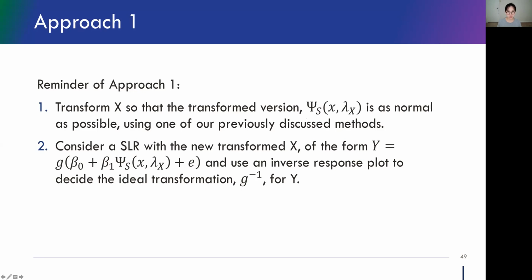Okay, let's look back at approach 1. This is a reminder of what approach 1 is. We transform X first with power transform or BothXY, and then we consider doing a simple linear regression with the transformed X, and then use an inverse response plot to get the inverse function for g, right?